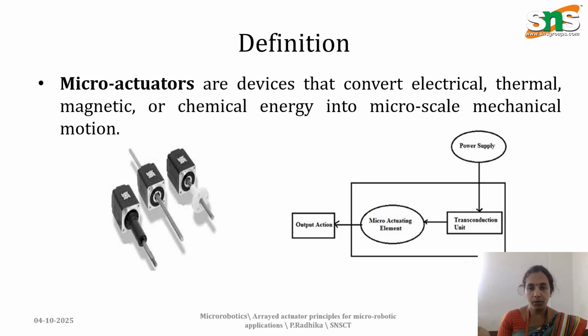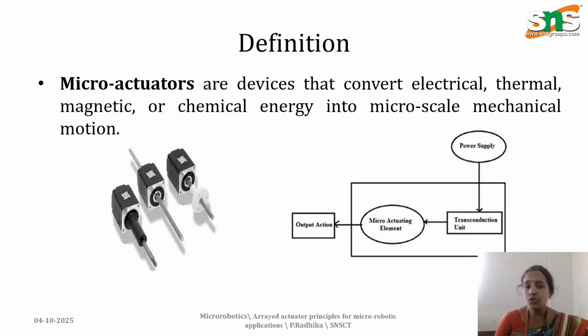So it's not like a human being. If I tell my child to pick the stone, she will pick it. But in the case of a robot, I have to give all these steps as instructions. All these are performed only because of the micro actuators or the motors. So here we have a picture of the micro actuator, and here we have the block diagram of the micro actuators.